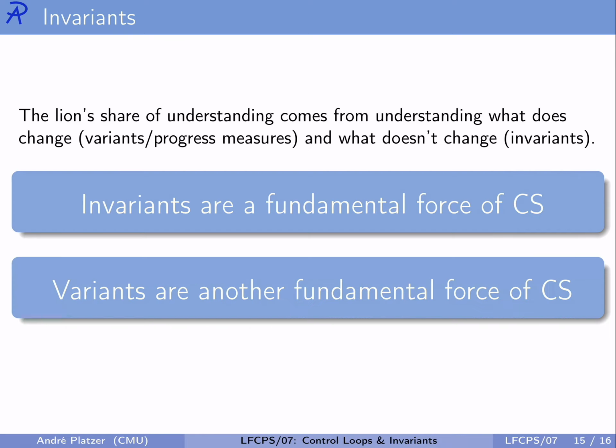Wrapping up, what have we seen today? The fact that the lion's share of understanding in CPSs comes from understanding what does change. That will be variance and progress measures that we will ultimately see, and fundamentally what does not change, the invariants. And it turns out that invariants are a fundamental force of computer science and many other areas of science as well. But variants are another fundamental force of computer science.